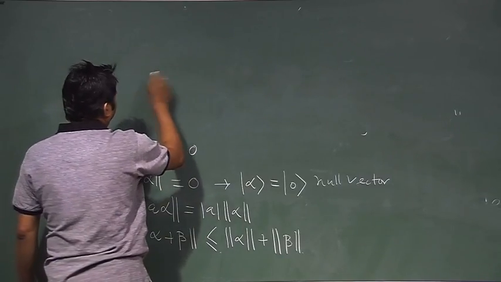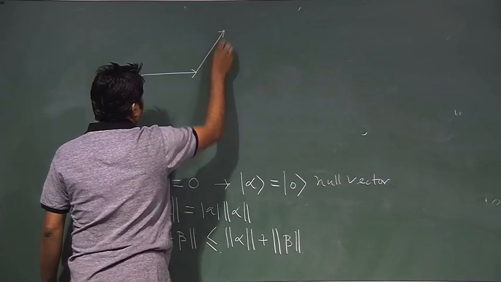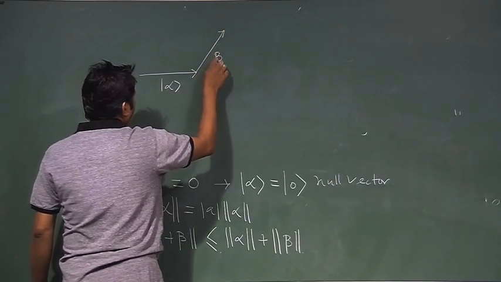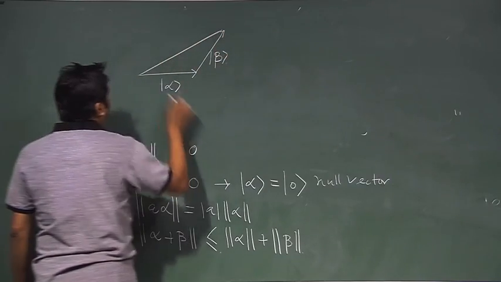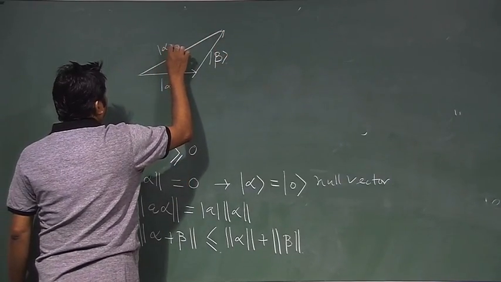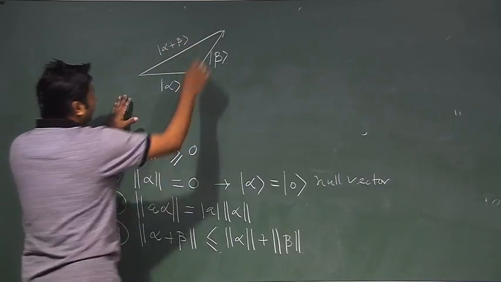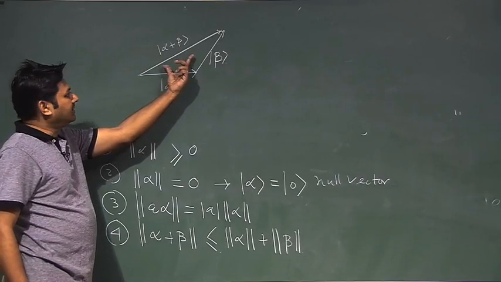So, this is my vector alpha and this is say my vector beta with my vector sum. So, if I join that, it will be the vector alpha plus beta. So, what does the norm mean? Norm means the length of this side.